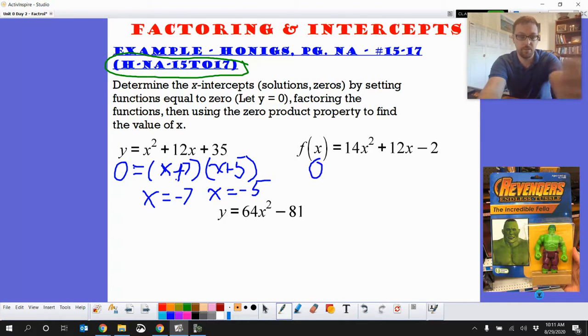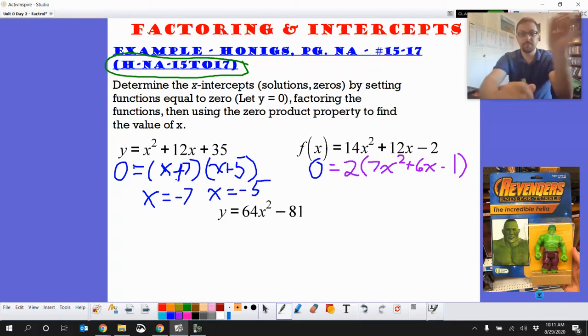This one, sure, we have f(x), but that works just the same as a y. So we set it equal to 0. I want this to be purple. And I need to factor this thing. Now this one is a little bit more complicated because there's a bunch of numbers going on. What I want to factor out first is a 2, just to make all the numbers a little bit easier to deal with. So then we got 7x squared plus 6x minus 1.